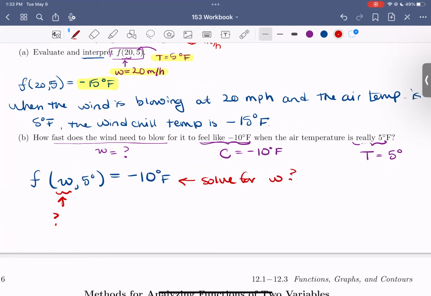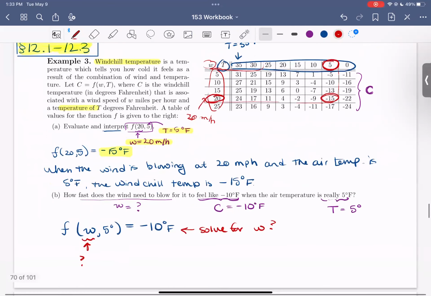How are we going to solve for W? Well, we're going to look at our table. In our table, we're going to look at when the temperature is 5 degrees. So we go up here to the temperature column and we see 5 degrees. And we're looking for the wind chill to be negative 10. So in which row is the wind chill negative 10? It's right here. We're going to highlight that, negative 10. At what W does that occur?